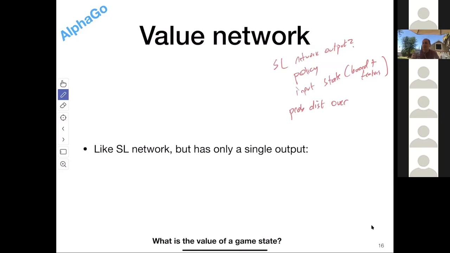All the actions are the same for all the states. What is an action in Go? To place a stone in a specific location. How many locations are there? 19 by 19. So it's a probability distribution over 19 by 19 board locations plus one for a pass.